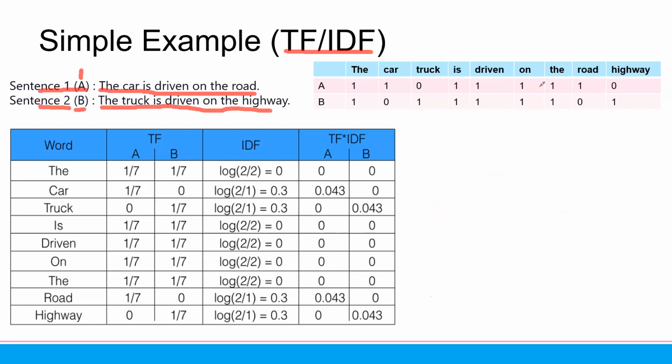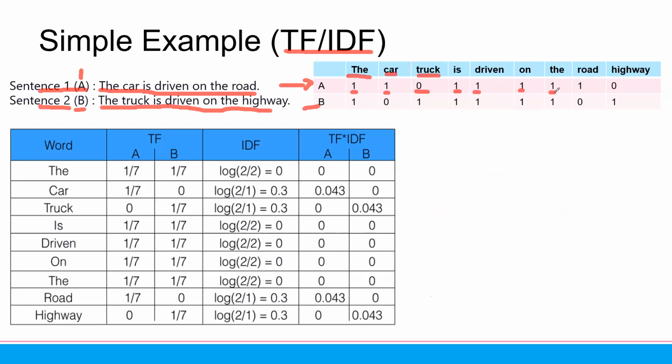How can I get this? First, I need to check the frequency. What is the frequency? Document A has the word the 1, the word car 1, and the word truck 0, because the truck is in B. And then we have is 1, driven 1, on 1, the.